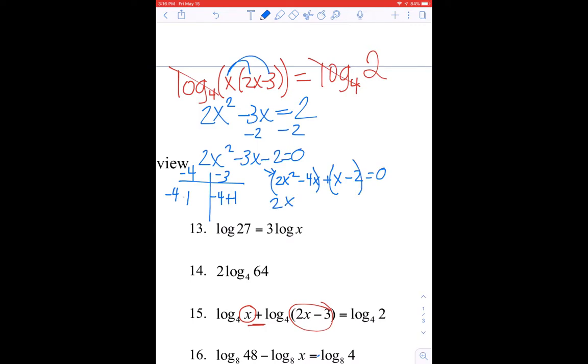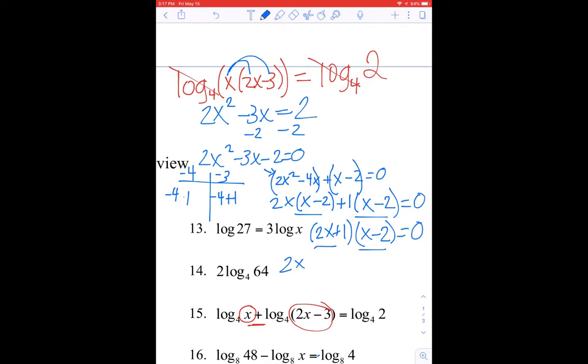I'm going to take out a 2x. From this one, that becomes x minus 2. I can't take anything out from that side, so I'm going to take out a fake 1. And then leave x minus 2 on the inside. These two match, so now I'm going to rewrite it as 2x plus 1 times x minus 2 equals 0. That means this times this equals 0. So that means each of those could be 0. So 2x plus 1 could be 0, or x minus 2 could be 0.